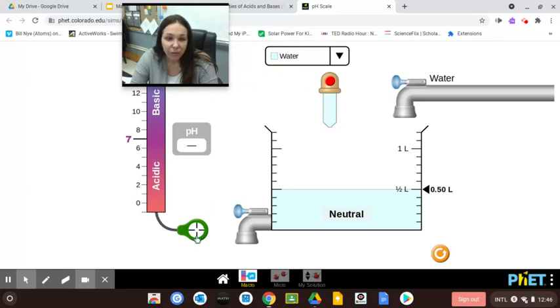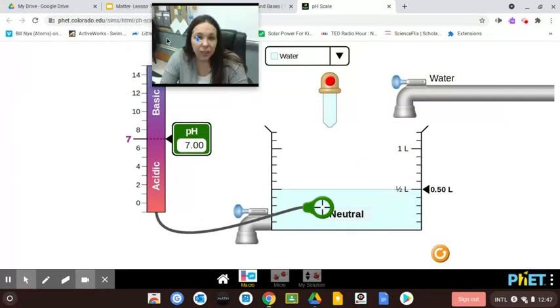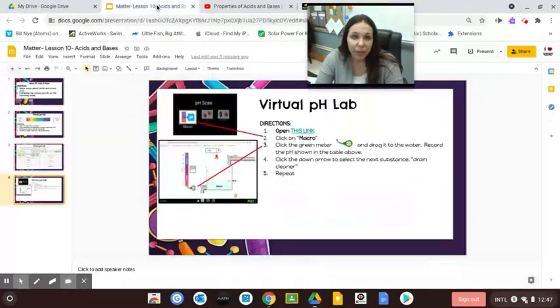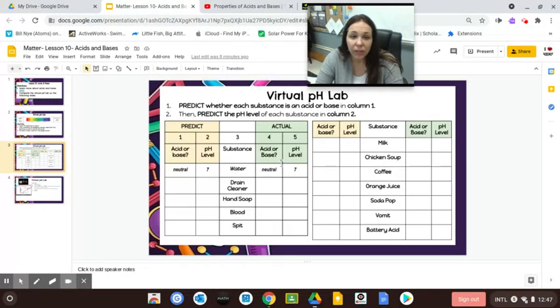Now I did the first one for you, and literally all you have to do is click on this little meter, drag it to your solution over here, and it will give you the pH of whatever's in your beaker here. Go back to your lab, go to slide 3, and then you fill in with the actual pHs. Now, this was kind of a trick question because it's not acidic or basic, it's neutral. So I did that one for you.